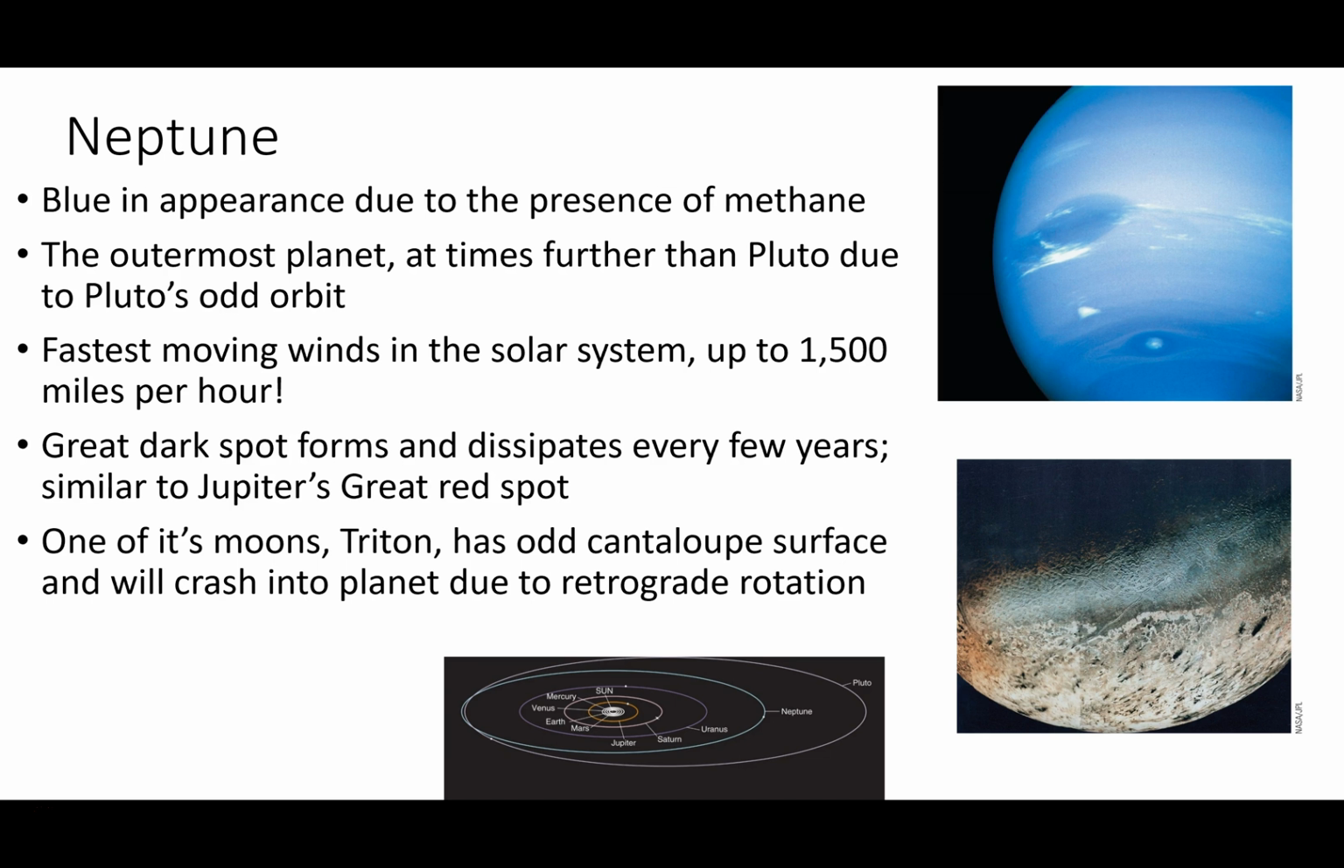Triton, actually, is this guy right here. It has a couple of weird features; they call its surface a cantaloupe. I don't know if it looks like a cantaloupe to you, but they say the surface kind of looks like a cantaloupe. It's described as Triton orbits Neptune.